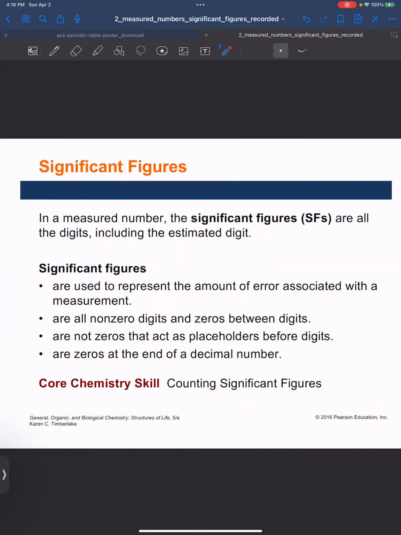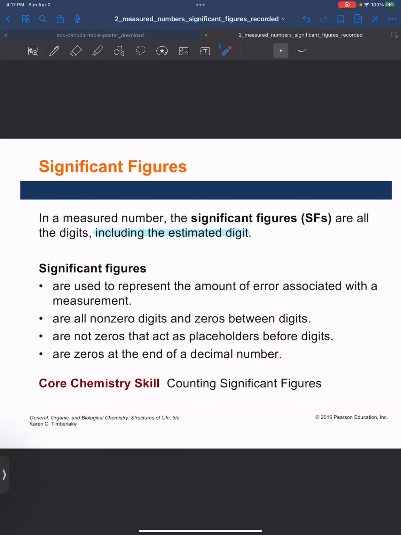In a measured number, the significant figures, which I will abbreviate as SF, are all the digits, including the estimated digit. So it does include the estimated digit. Significant figures are used to represent the amount of error associated with the measurement. Significant figures are all non-zero digits and zeros between digits. They are not zeros that act as placeholders before digits. They are zeros at the end of a decimal number.